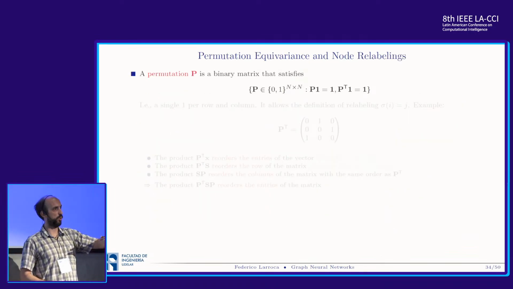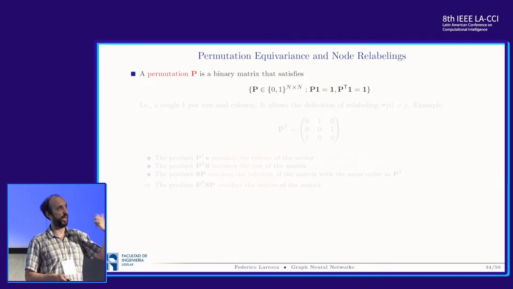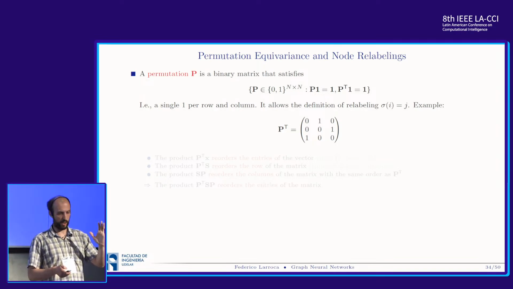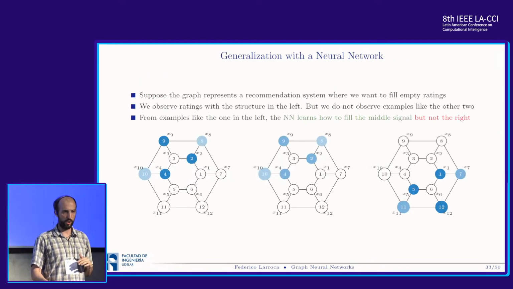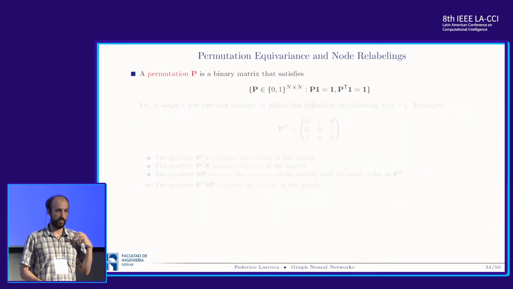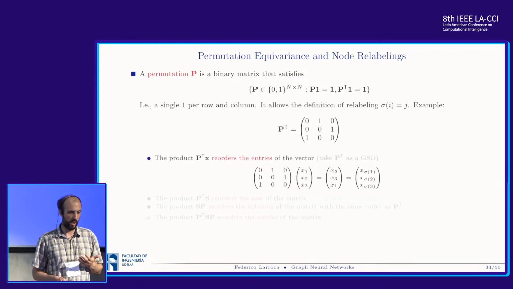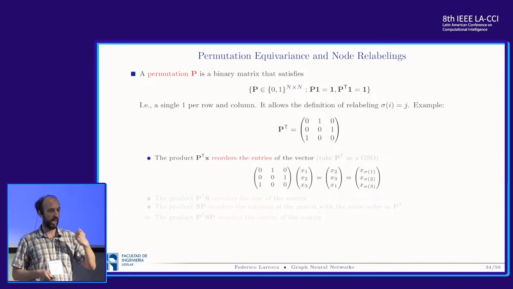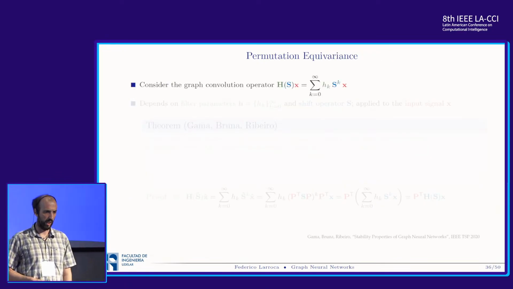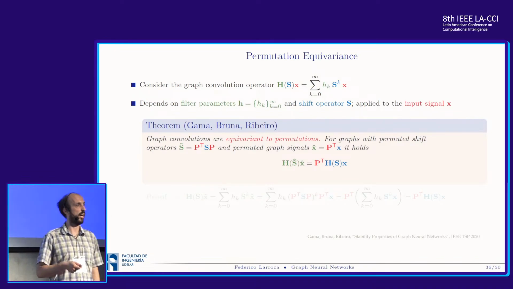To give more formality to this, and again I'm going to go a little bit fast here, we may analyze this through permutation equivariance. What's this? It's simply that the output of a graph neural network does not depend on the order we've given to our nodes. That's what I was talking about before. That may be formalized by defining a permutation matrix, which is simply a reordering of the nodes. And this is the theorem I want to show here: our graph filters are actually permutation equivariant.